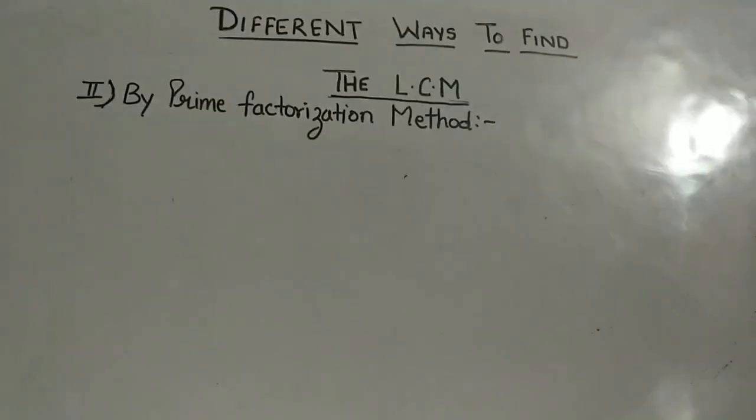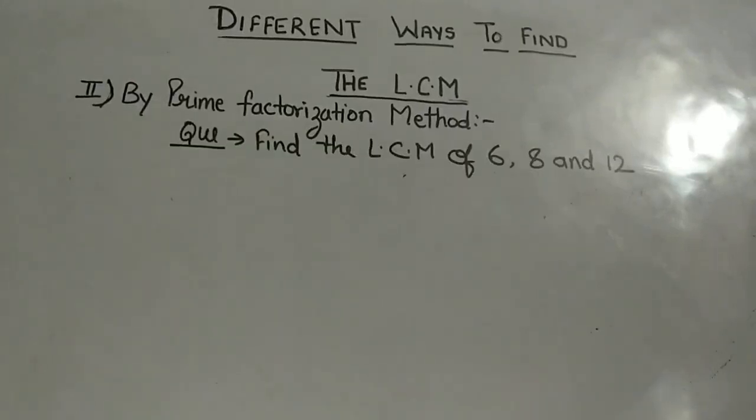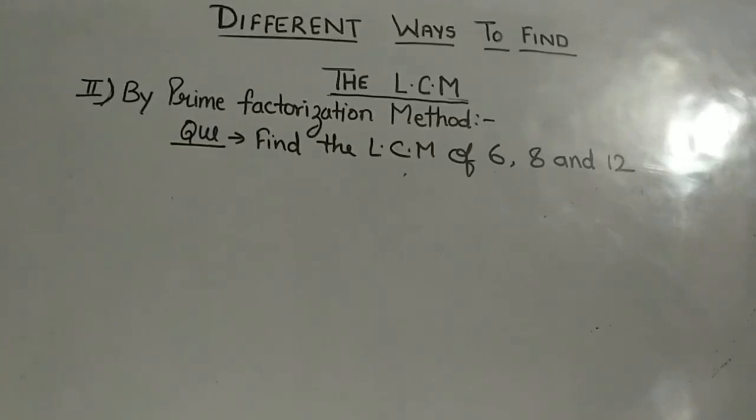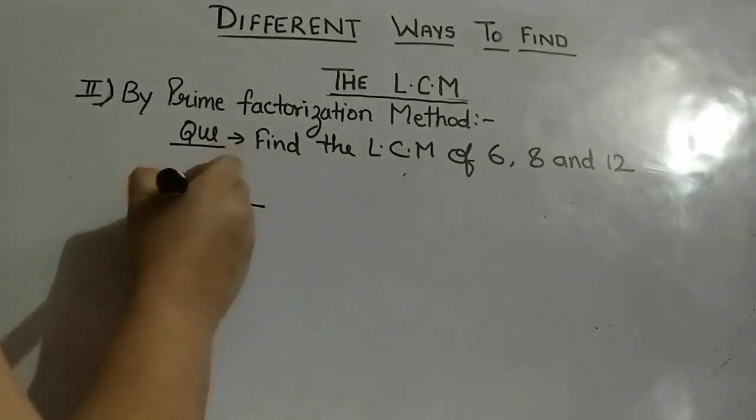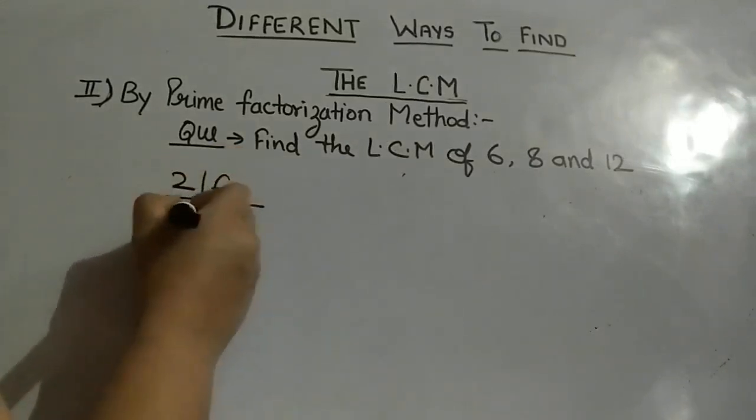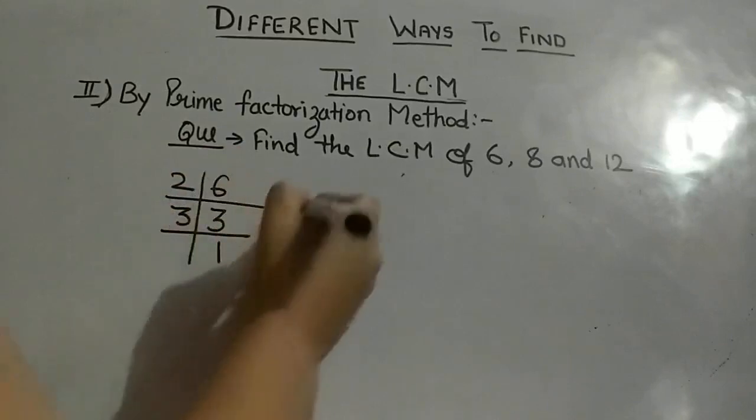So our next method is the prime factorization method. Again we'll take the same question. Find the LCM of 6, 8 and 12, but here we will use the prime factorization method. For this method, we'll do the prime factorization of the given numbers. So prime factorization of 6. 2 threes are 6, 3 ones are 3.